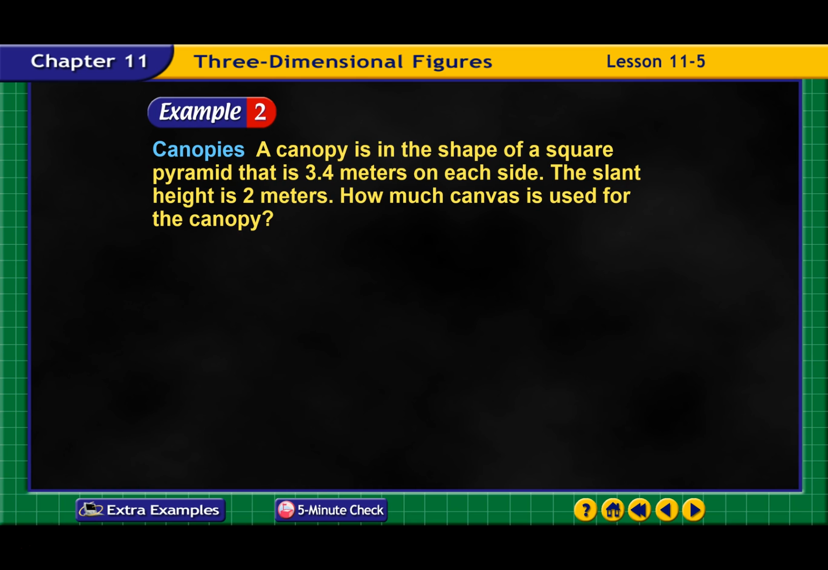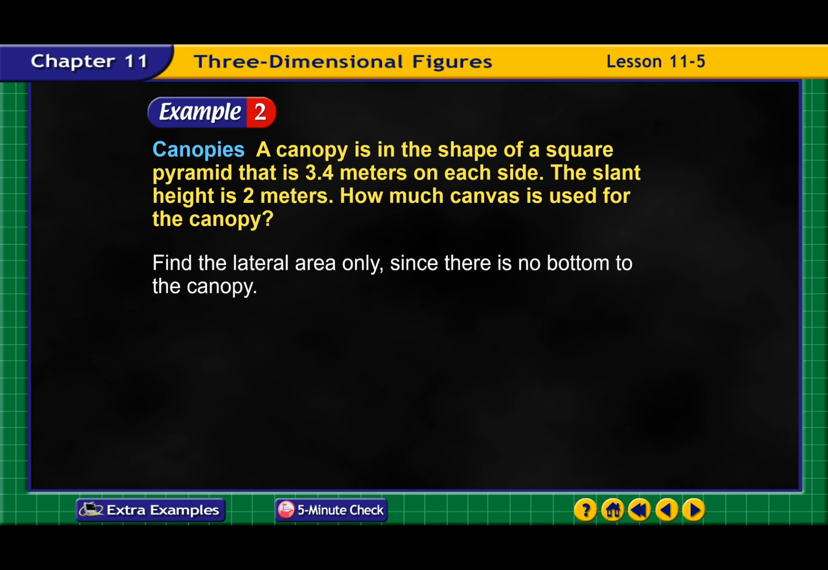All right, so we could use this in a word problem. Don't freak out, it's the exact same thing. A canopy is the shape of a square pyramid that is 3.4 meters on each side. The slant height is 2 meters. How much canvas is used for the canopy? We could draw this all out, but we already know that it's going to be the same thing. So we need to find the lateral area only, because they're not looking for the bottom.